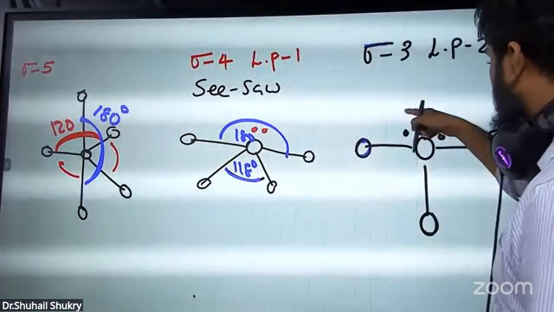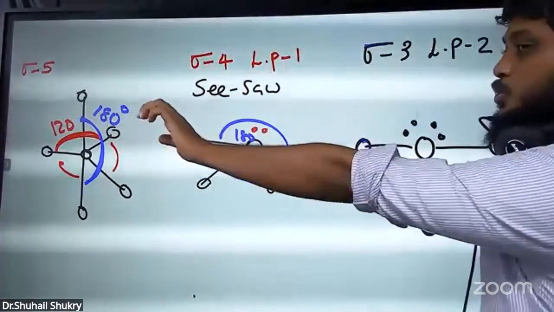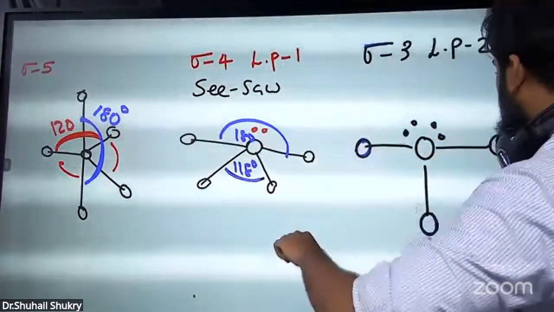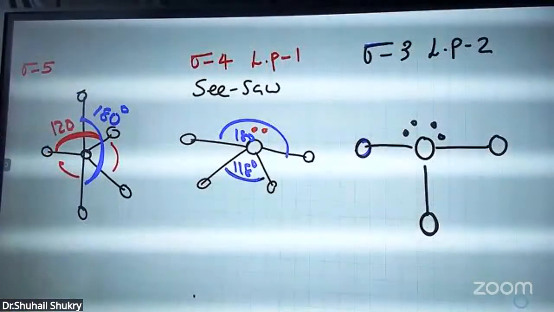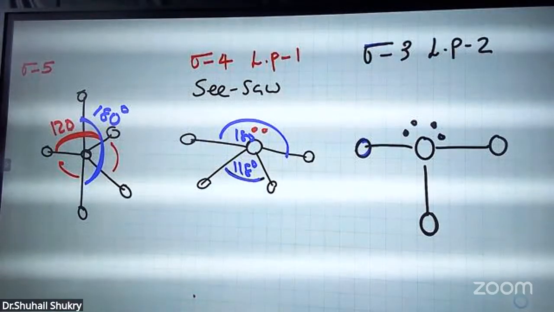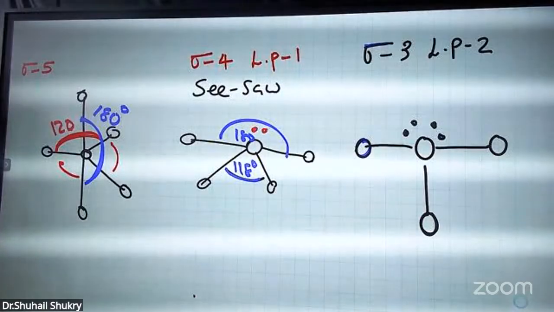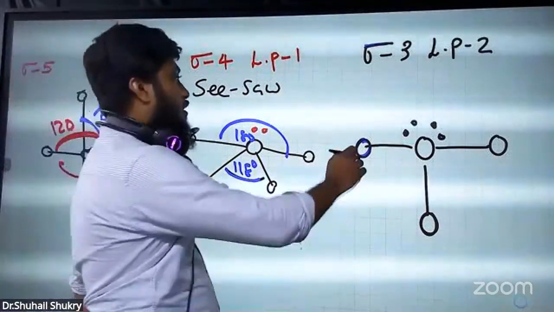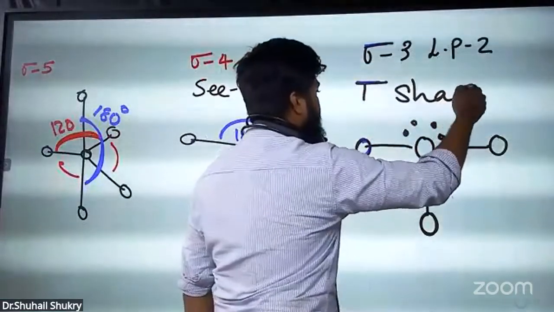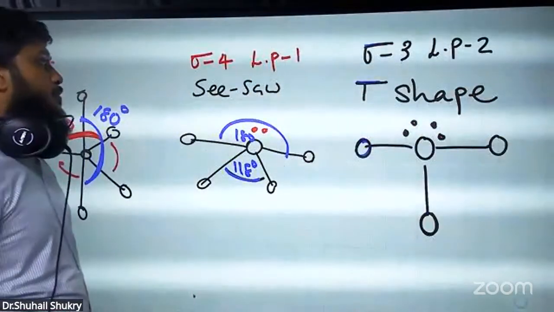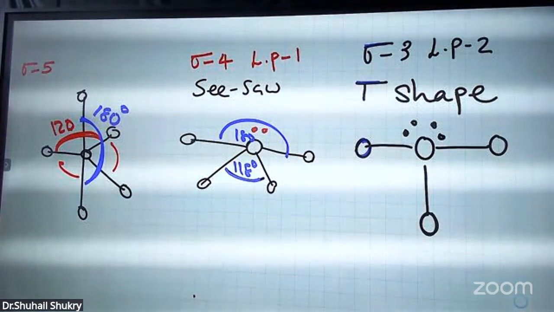Okay, now this is trigonal planar. I have removed these 2. Then this and this will form a shape. This looks like an English letter. What is that letter? T. These names are given by males. T shape. Okay, it looks like T. So this is T shape. They gave the name. So sigma 3, lone pair 2.